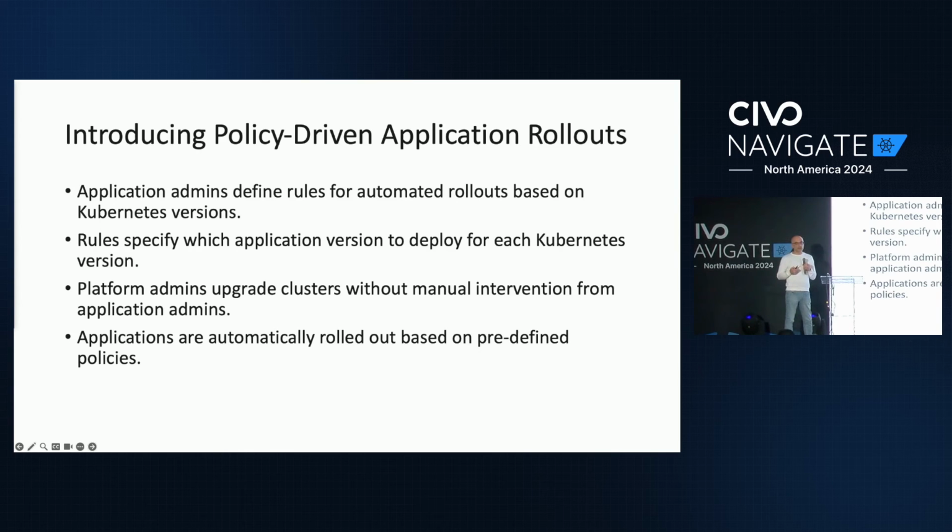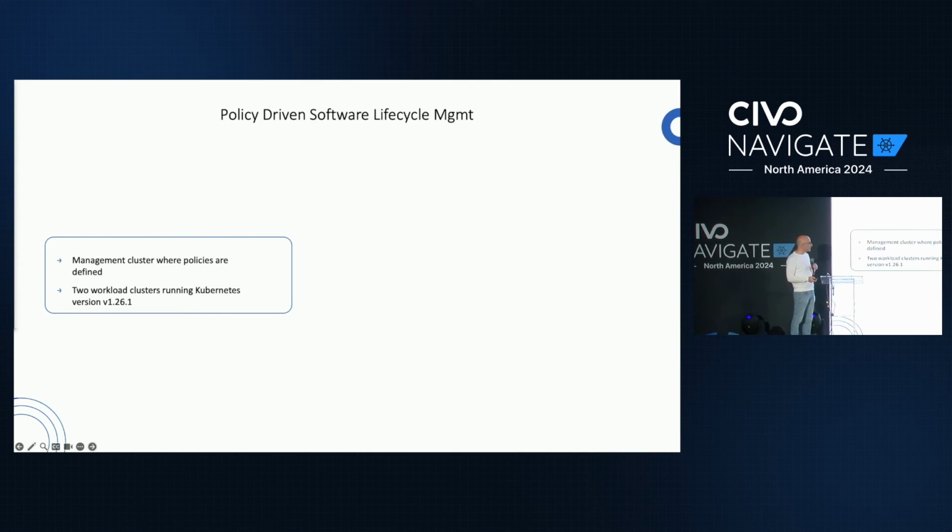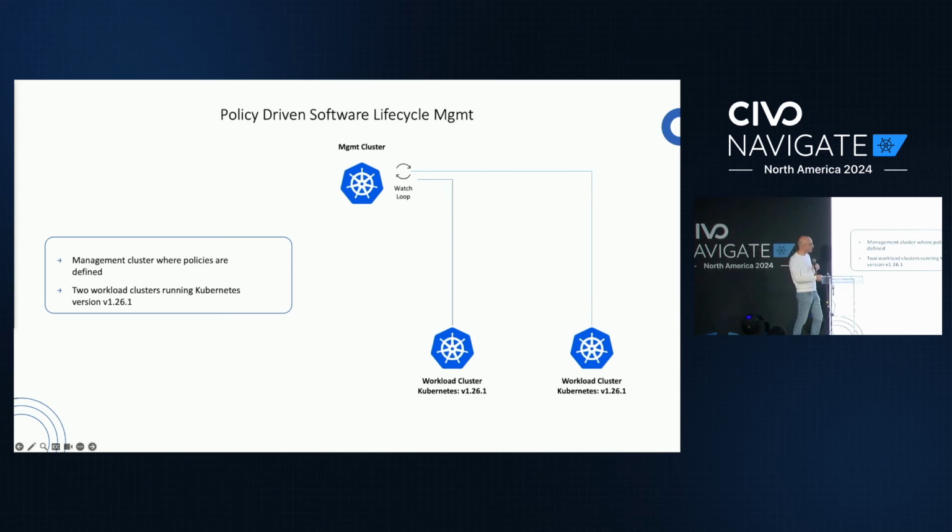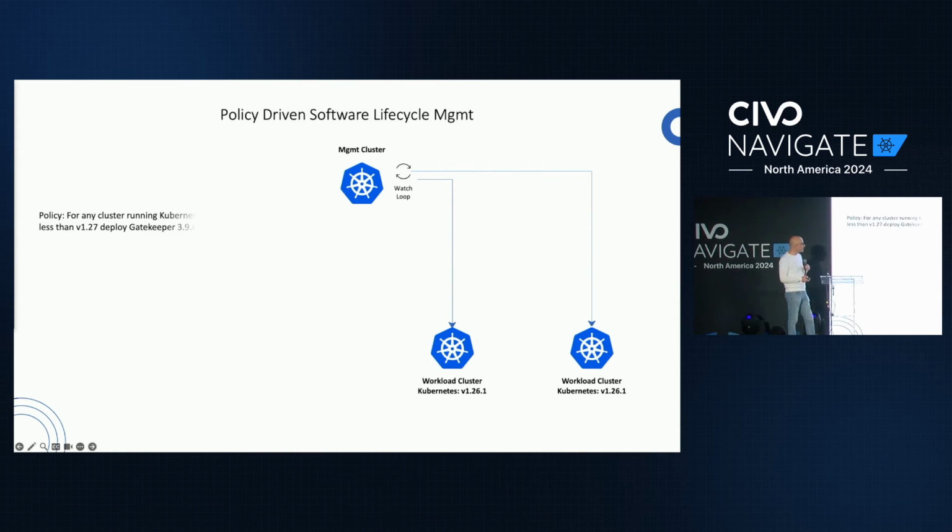Now, if I allow the application admin to create those policies, and I have a system that can automatically classify a cluster based on its runtime state, I don't need the admins to talk to each other. Because everybody expresses a policy, and when the system changes state, those policies become a hit, and the application gets automatically upgraded. So this is an example where I have 2 clusters which are running Kubernetes version 1.26.1. And the application admin comes and says, in every cluster which is running a Kubernetes version less than 1.27, I want to deploy Gatekeeper 3.9.